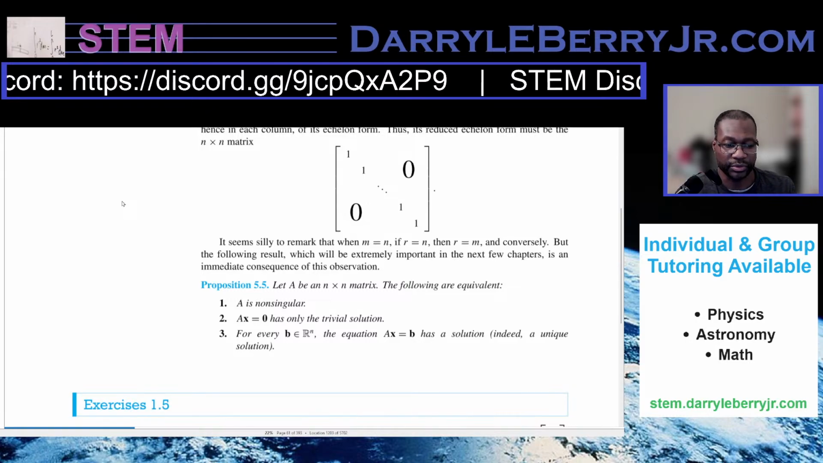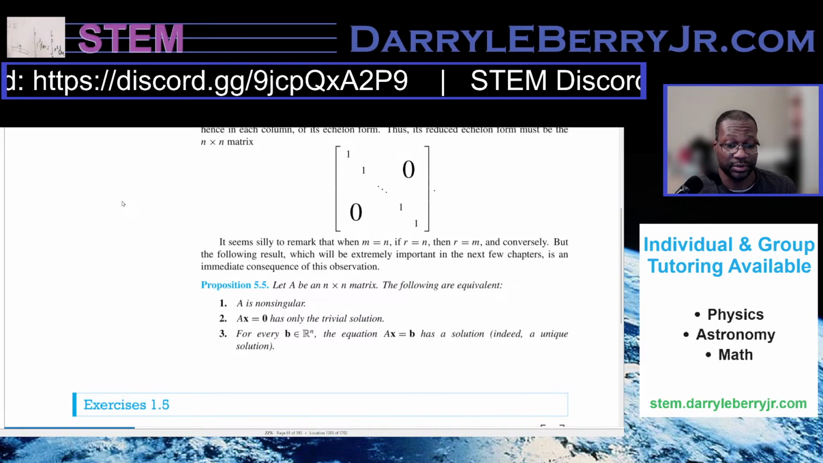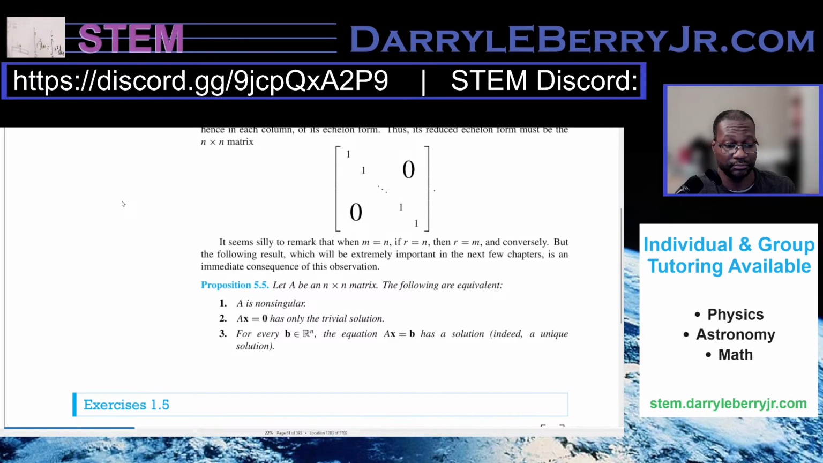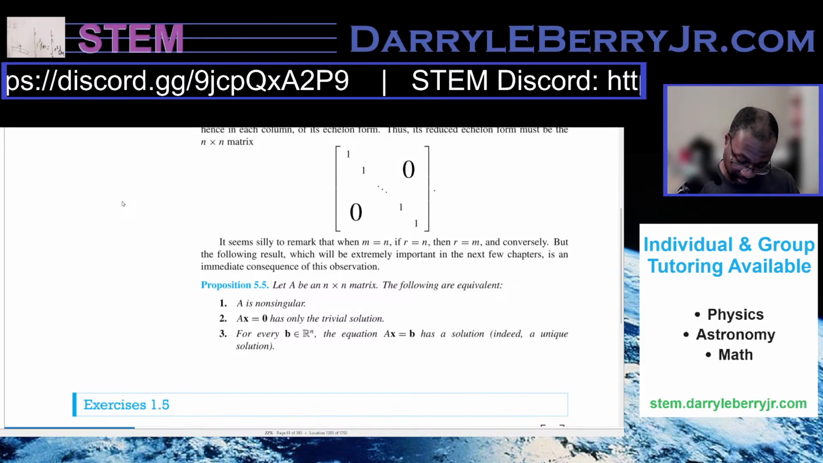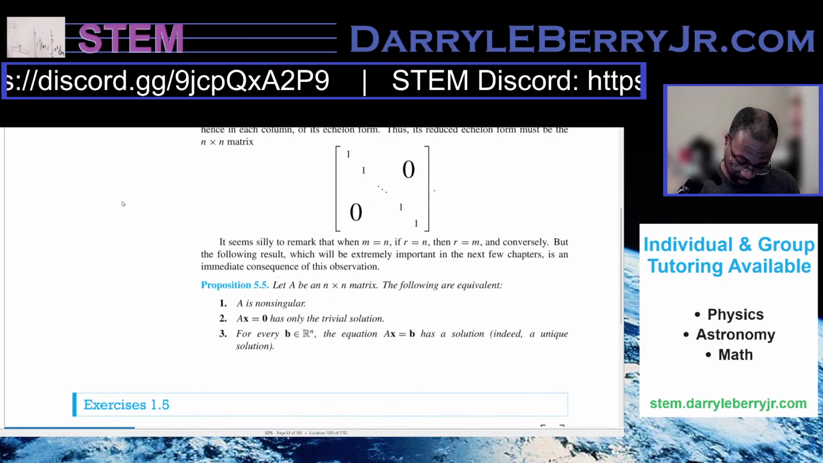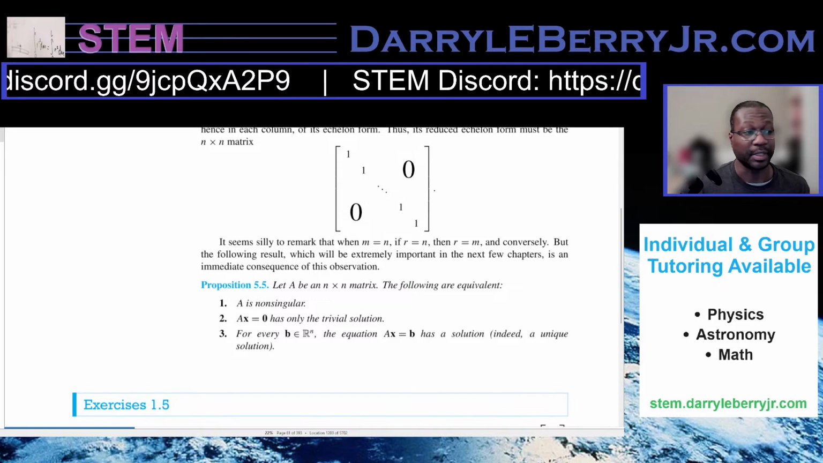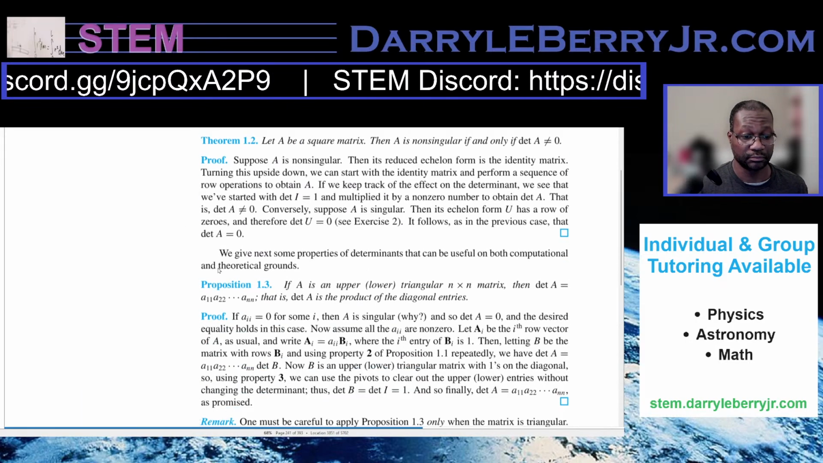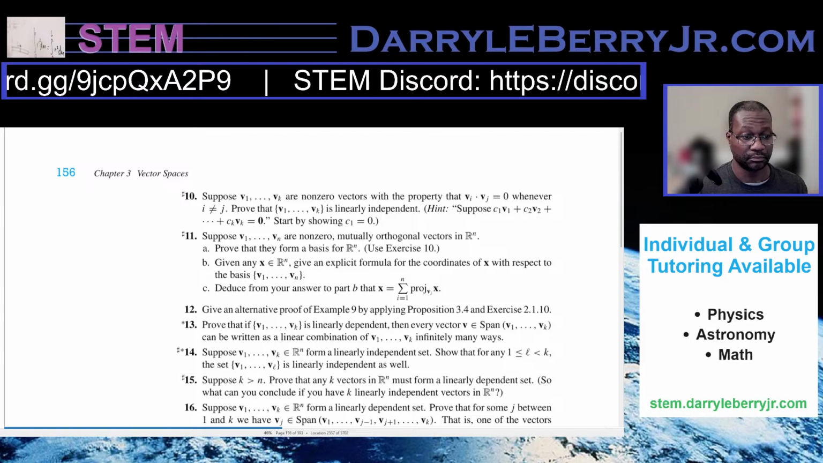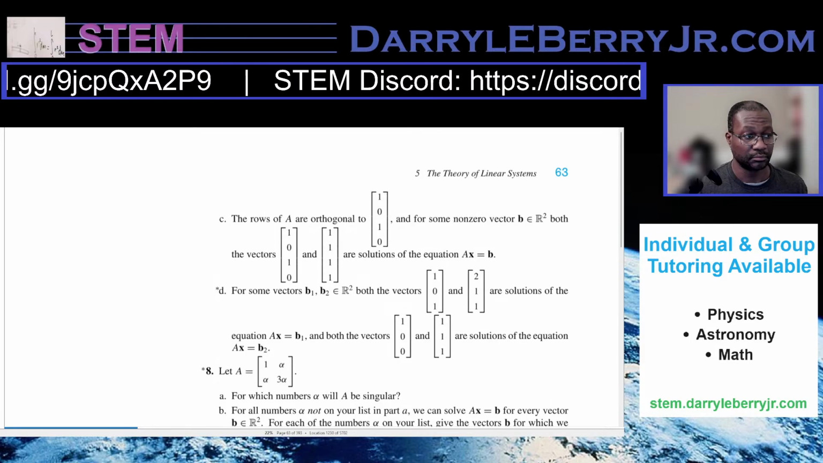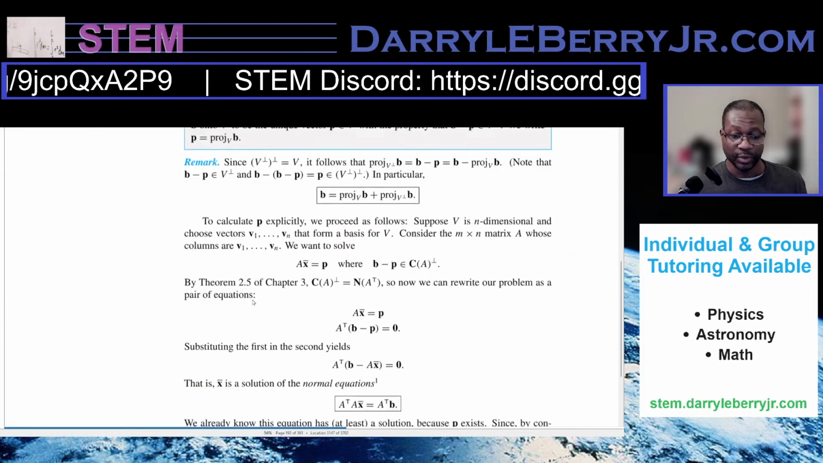So the unique solution means non-singular, which I think is a contradiction. Shouldn't it be singular if it has a unique solution? So unique solution is non-singular, if I'm understanding that correctly. Let's go back to where we were. Right?